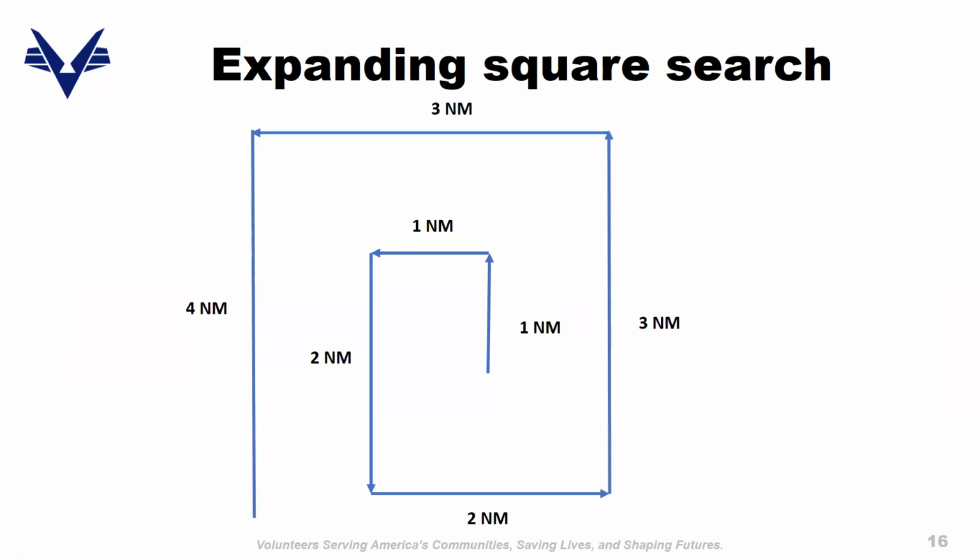Now let's move to expanding square search. If you look at CAP publications, they will tell you that the expanding square search is when you fly one leg, then you would turn left or right, left in this example, fly for the same distance, and then you would add your spacing. So in this example, your spacing is 1 mile, so you would add 1 to 1, you'll get 2. You will fly another 2, then you would add your spacing, which is 1 mile, you'll get 3. You'll turn left again, fly another 3 miles, and then you would add again, and it would be 4 miles.